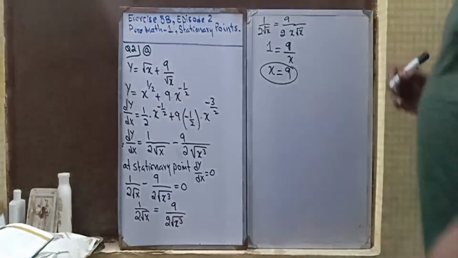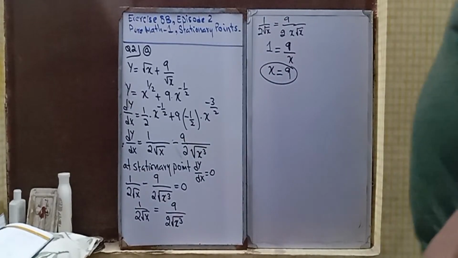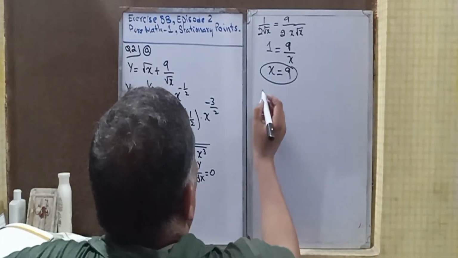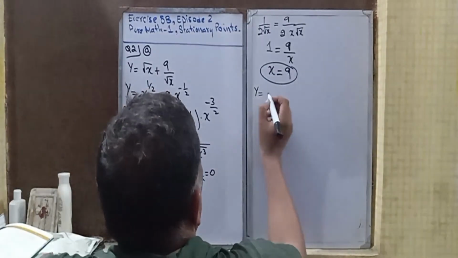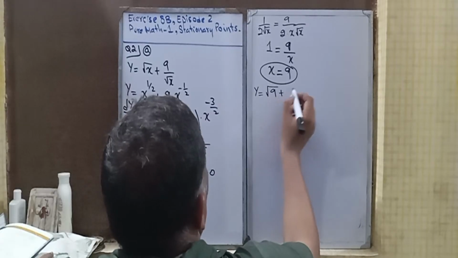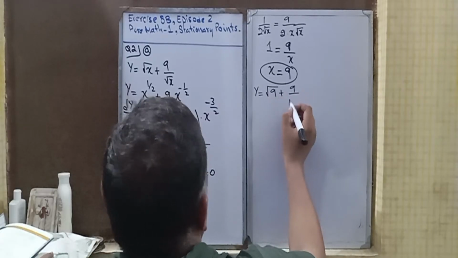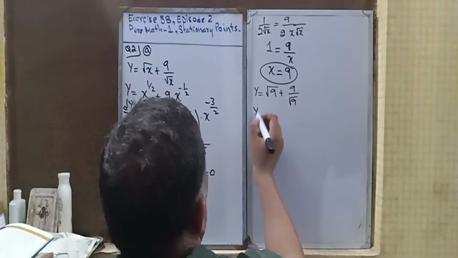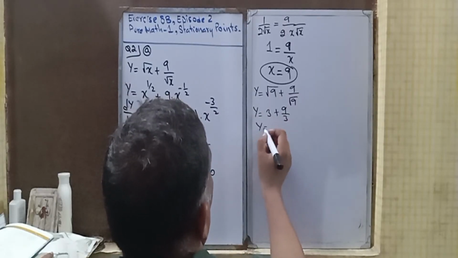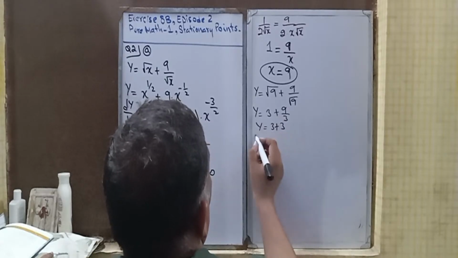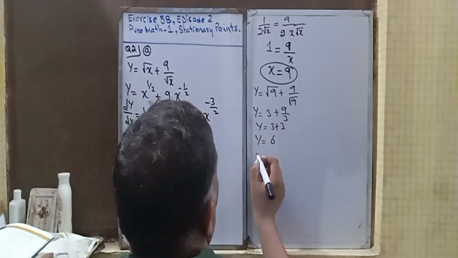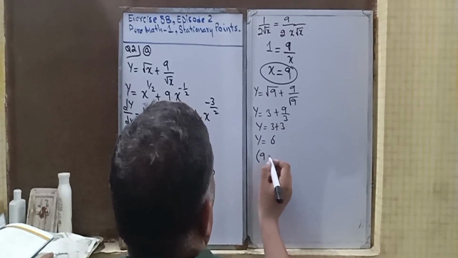Now I will put that value of x in that equation. So y will be equal to under root 9 plus 9 by under root 9. So y will be equal to 3 plus 9 by 3, which is 3 plus 3. So y will be equal to 6. So the coordinates of this point are 9, 6.